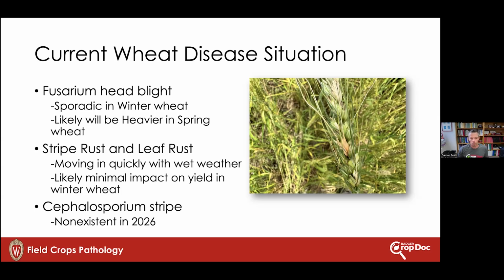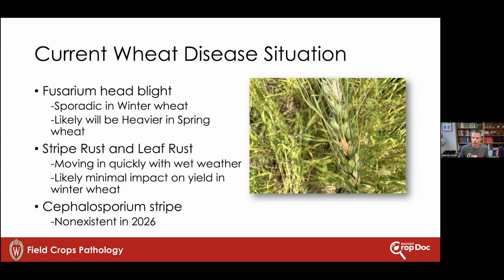And then cephalosporium stripe. This was kind of the big deal in 2025. And I've gotten quite a few questions this year on why I am not seeing it. Remember, cephalosporium stripe is a soil-borne pathogen, so it's going to be in those fields that we saw in 2025. We've probably rotated out to different fields that maybe haven't seen cephalosporium stripe. So we do need to be careful when we rotate back to those fields that were in wheat in 2025 and watch for cephalosporium stripe there.